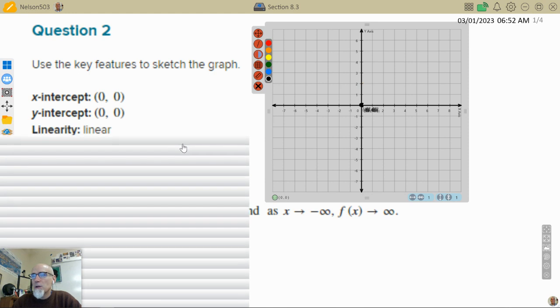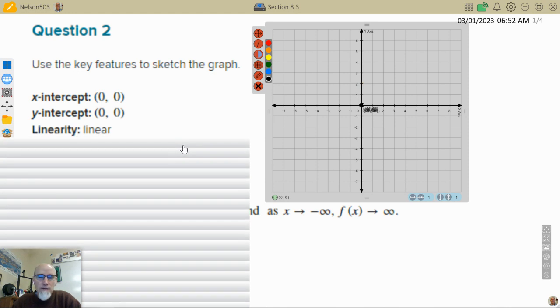Let's look at the next piece of information. Is it linear? Yes, right? That's what linear right here means. If it says nonlinear, then you're going to have a curve shape, could look like any curve, but this one's going to be a linear function. So it's going to go straight through that point.